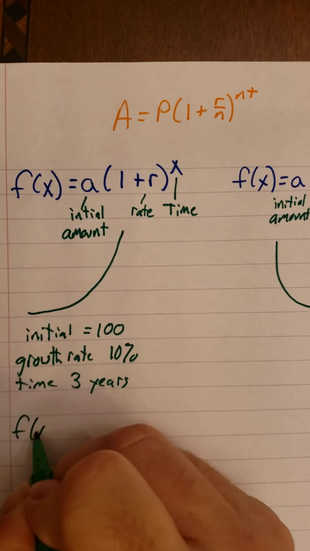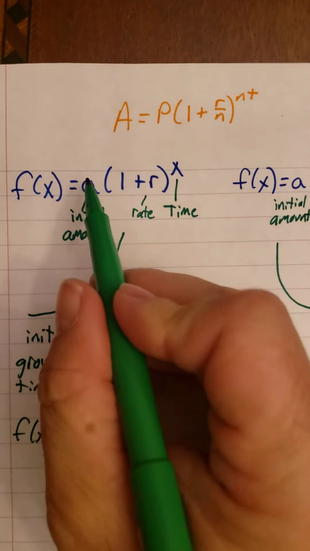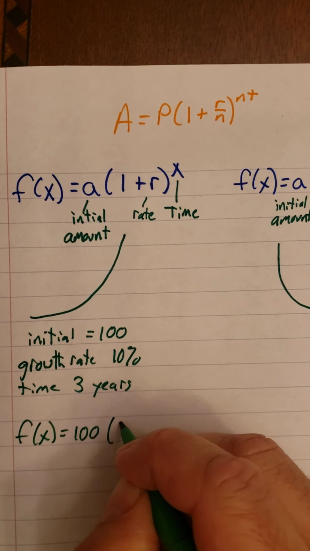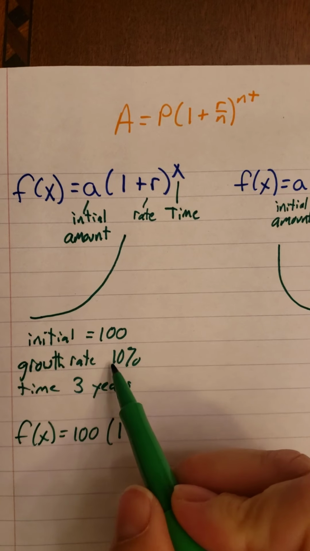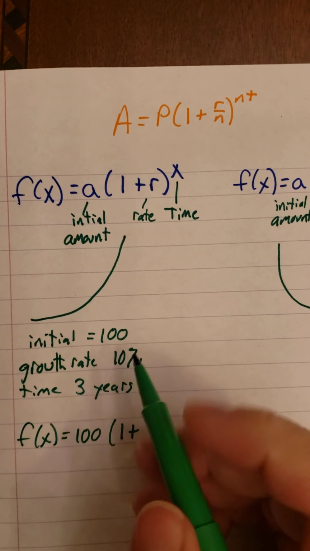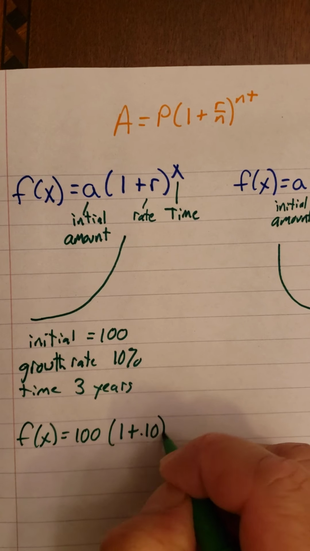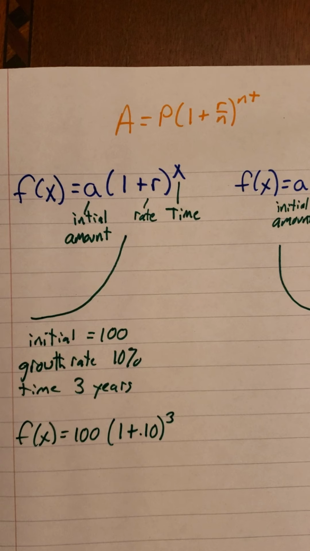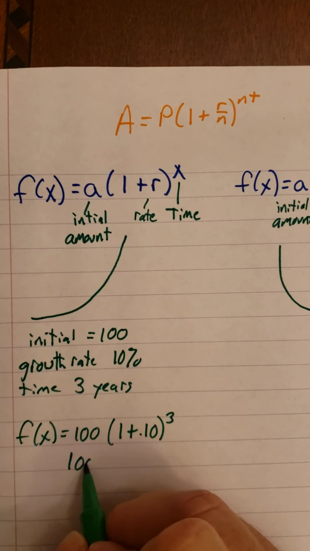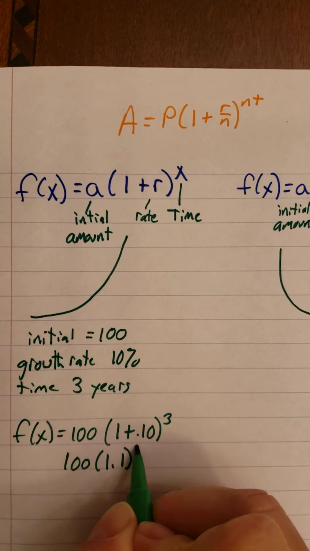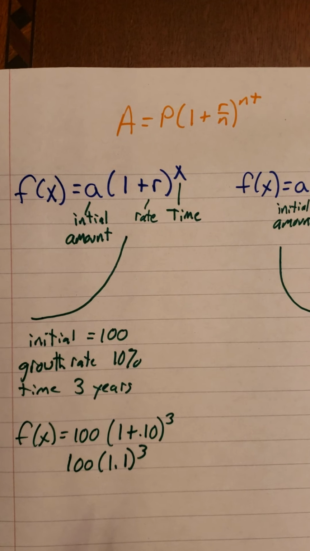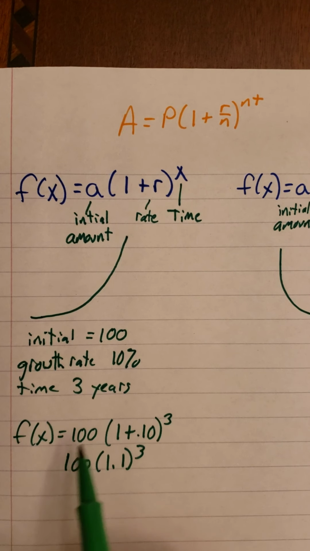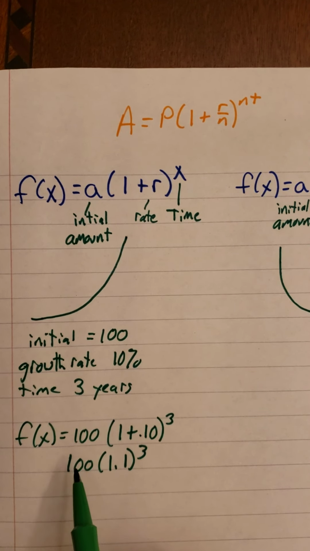So f of x is going to equal, A is going to be my initial amount, which is 100. Then inside I've got 1 plus. Now my rate needs to be as a decimal, not as a percent. So you need to put it back and it becomes 0.10. And then my time is going to be 3 for the years. When you start to simplify it, you get 100 times 1.1 to the third. Now again, we have to do exponents before multiplication. That means we need to do the 1.1 cubed and then multiply it by 100, and that's going to get us our answer.